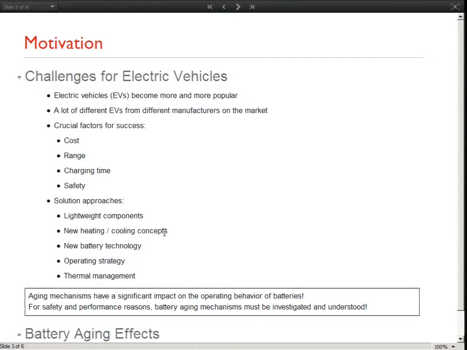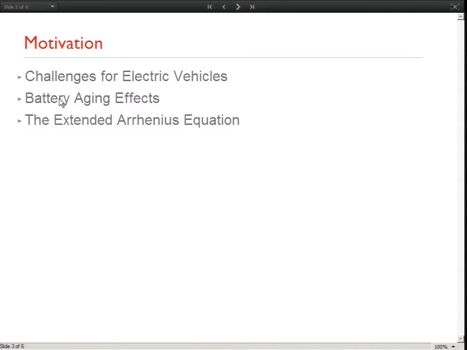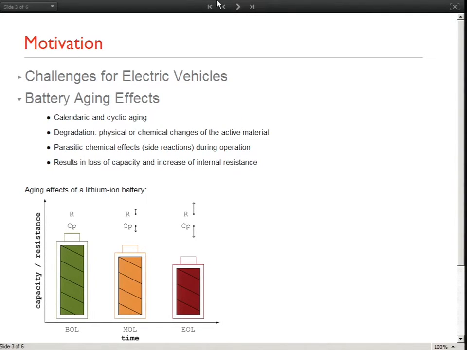So for safety and performance reasons, it is really necessary to understand aging mechanisms and aging effects during operation of batteries. So let's have a short look at which aging effects we're talking about. Basically we're talking about calendaric and cyclic aging effects. Calendaric aging effects are those effects which happen regardless of whether you use your battery or you just store the battery within the case and you don't draw current out of the battery.